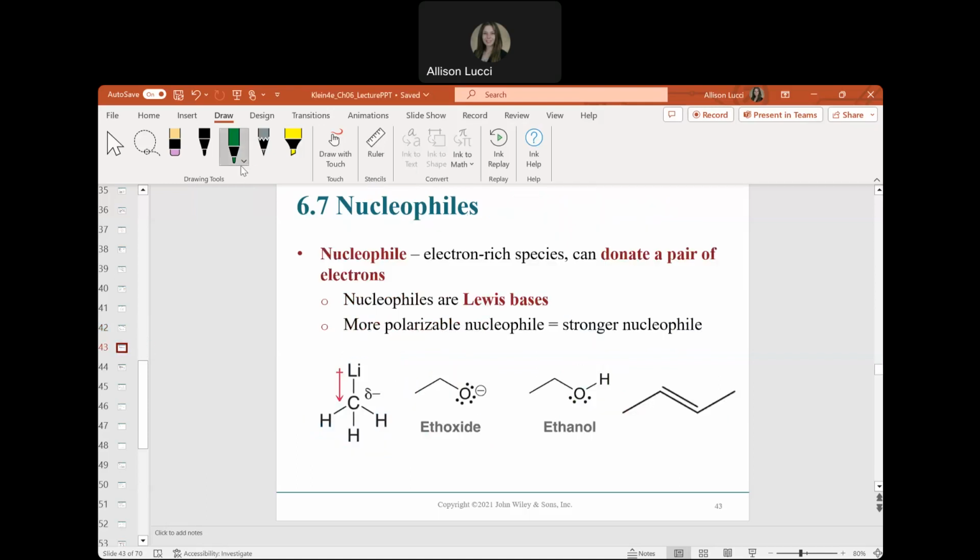So let's start with our nucleophile. Nucleophile, again, is looking for a positive charge because it is an electron-rich species, and it's able to donate a pair of electrons. So in the past, in chapter 3, we looked at Lewis acid and Lewis base reactions, and nucleophiles would be considered Lewis bases because they are able to donate a pair of electrons. Also, the more polarizable, right? So the more easily the electron cloud can be distorted, the stronger the nucleophile can be.